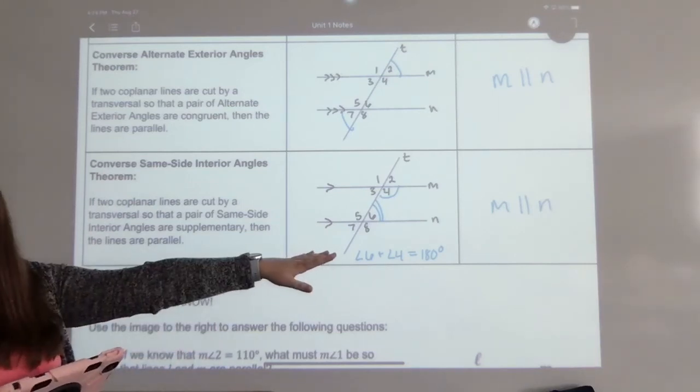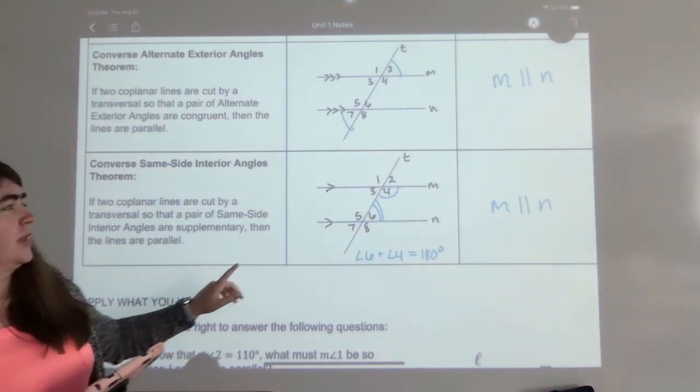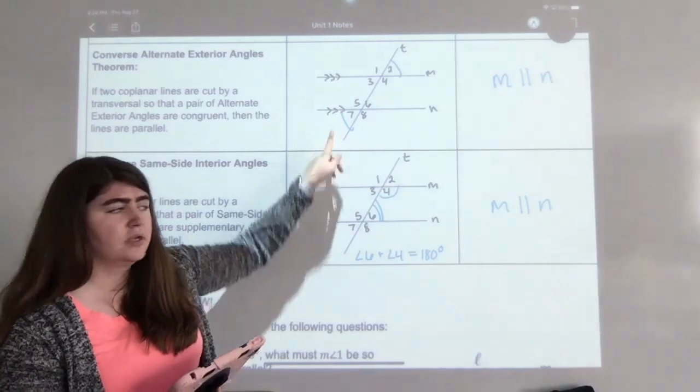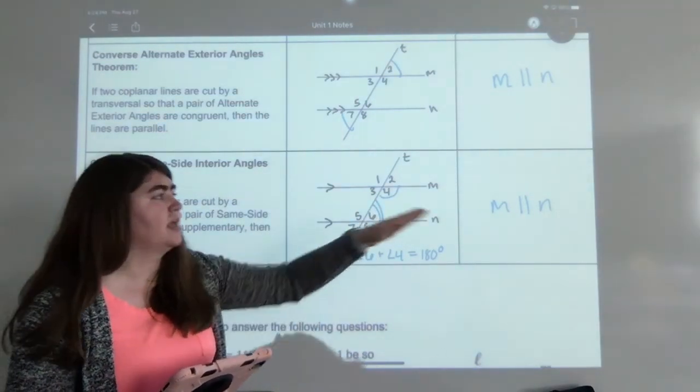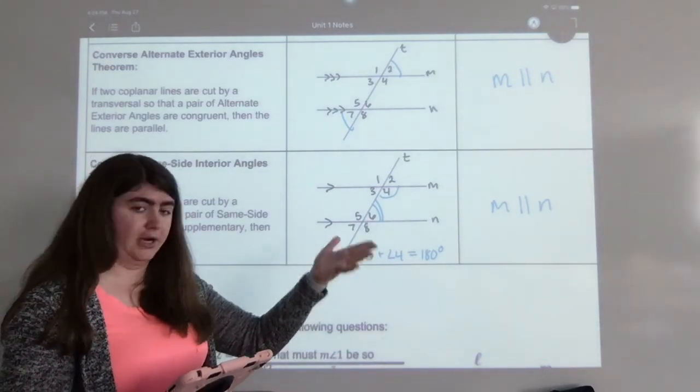So our conclusion is the same, but we got there in a different way. Before we were saying the angles were congruent, now we're saying that because the same side interior angles are supplementary, then the lines are parallel.